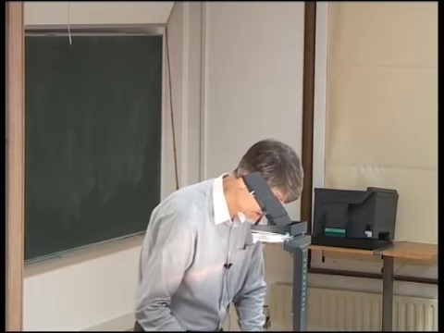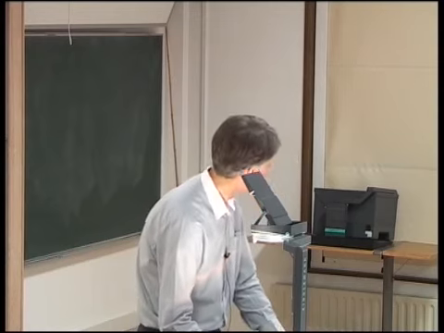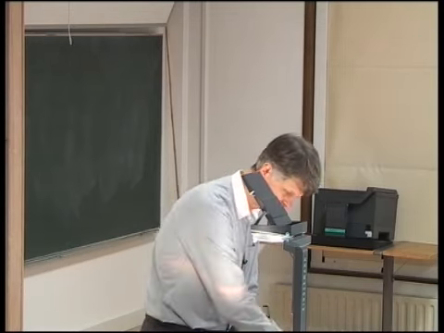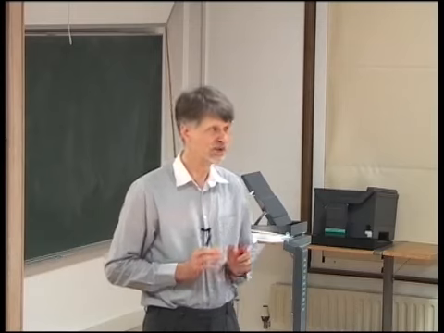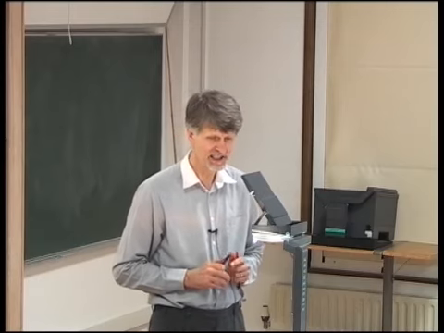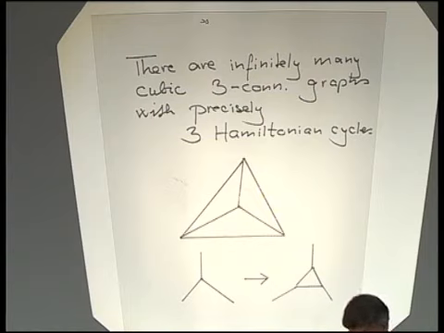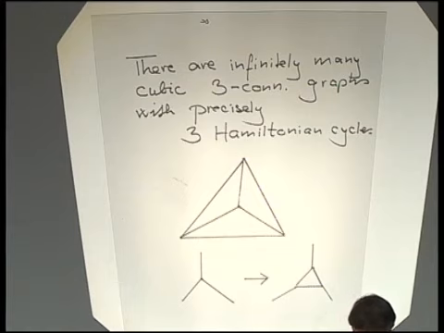There are infinitely many cubic 3-connected graphs which have precisely 3 Hamiltonian cycles. You can start with this graph, the graph of the tetrahedron, and then you can use this operation. Geometrically, you chop corners off the tetrahedron successively. And the number of Hamiltonian cycles will not increase very much. It'll stay 3.